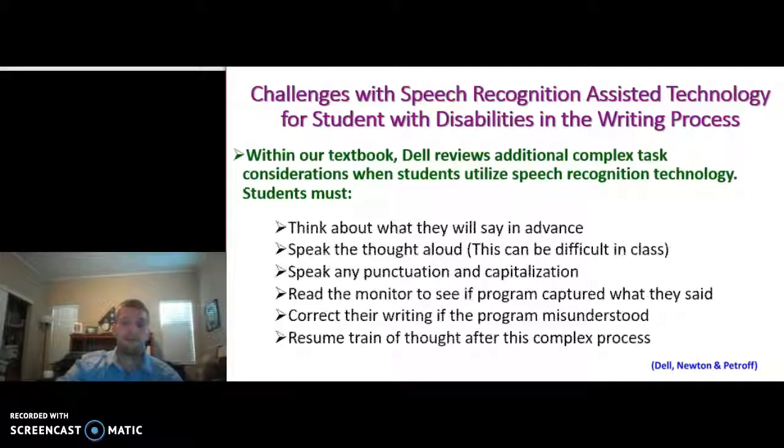Within our textbook, author Dell reviews additional complex task considerations when students utilize speech recognition technology. Students must think about what they will say in advance when using this tool, as well as speak the thought aloud, speak any punctuation and capitalization, read the monitor to see if it captured what they said, correct their writing if the program misunderstood, and resume their initial train of thought after this complex task.